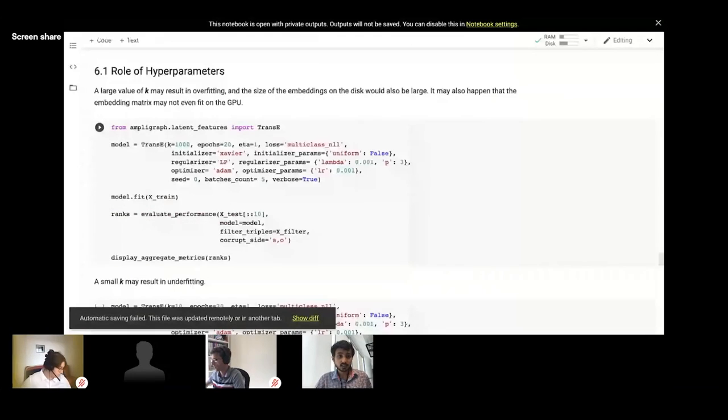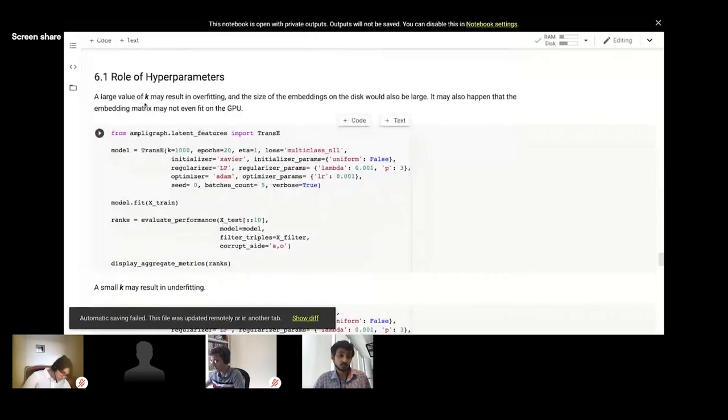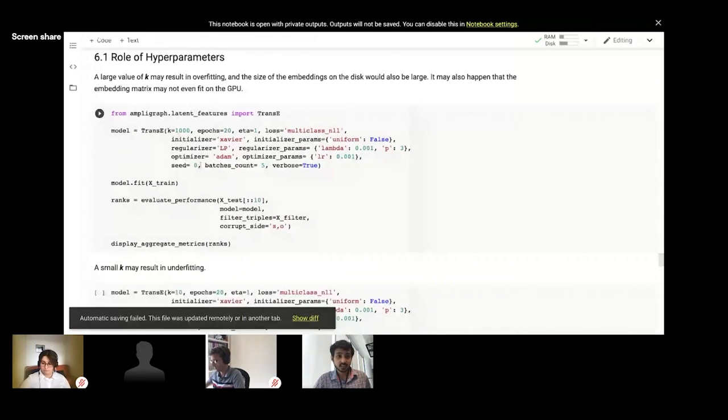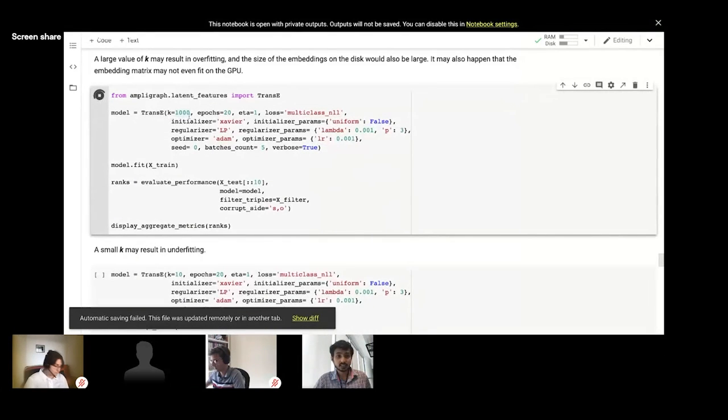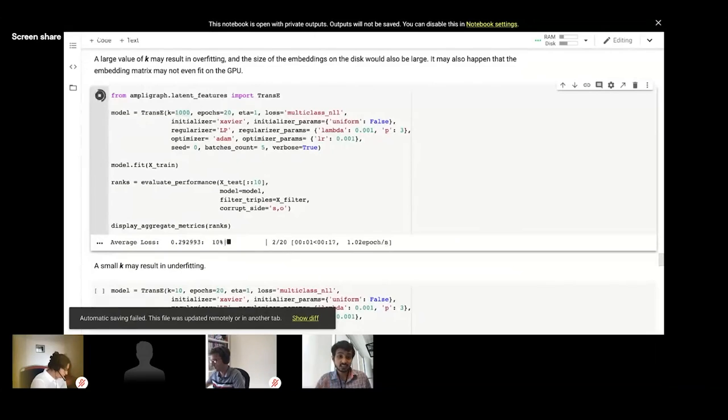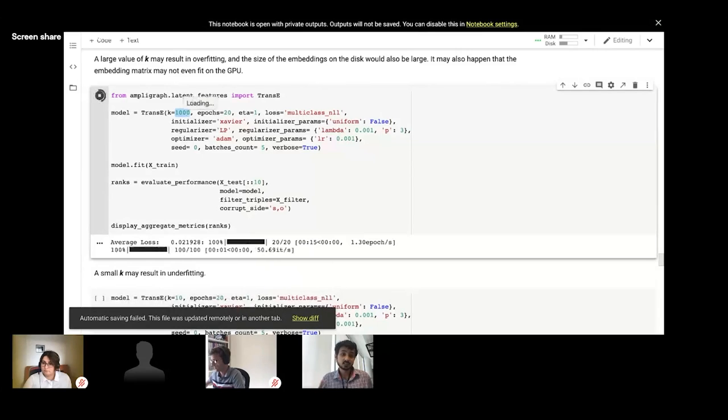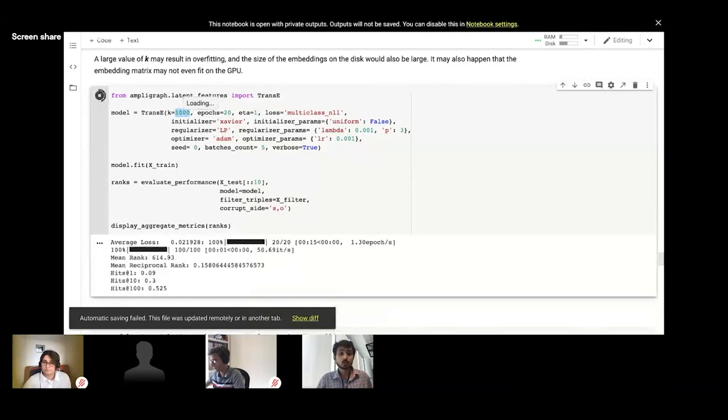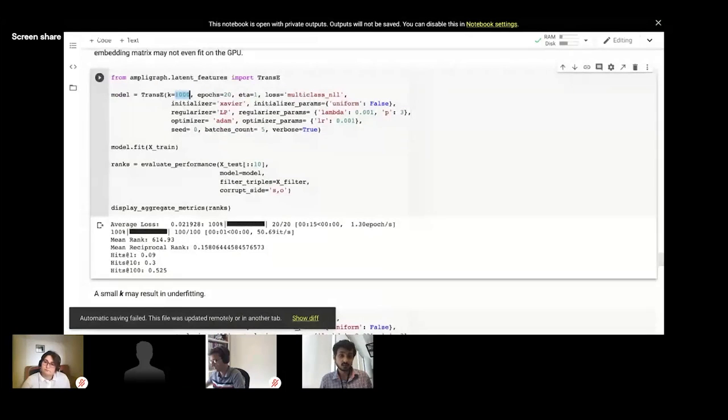Now let's quickly move to the next section, which is related to selecting the hyperparameters. Choosing hyperparameters can be a tricky task. For example, let's say I run TransE with k equal to 1000. For each unique entity in your dataset, it learns a vector of size 1000. That could be extremely big if you have millions of entities. One problem is your embedding matrix might not even fit on your GPU. Second, the storage space on disk would also be a lot more, because while saving it, it will take a lot of space because of the larger k.